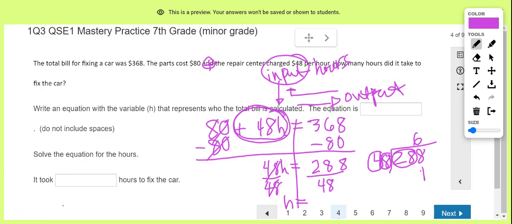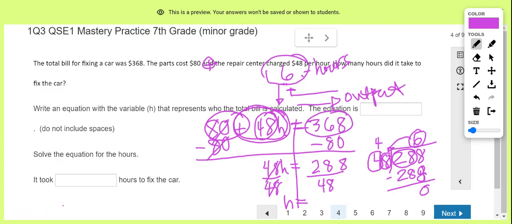6 times 8 is 48. 6 times 4 is 24 plus 4. And I said 48, but then I wrote, there we go. So 6 times 4 is 24 plus 4. And then we have no remainder. So the input to this situation for the variable would be 6 hours. And then 6 hours times 48 plus 80 would give us the output of 368.